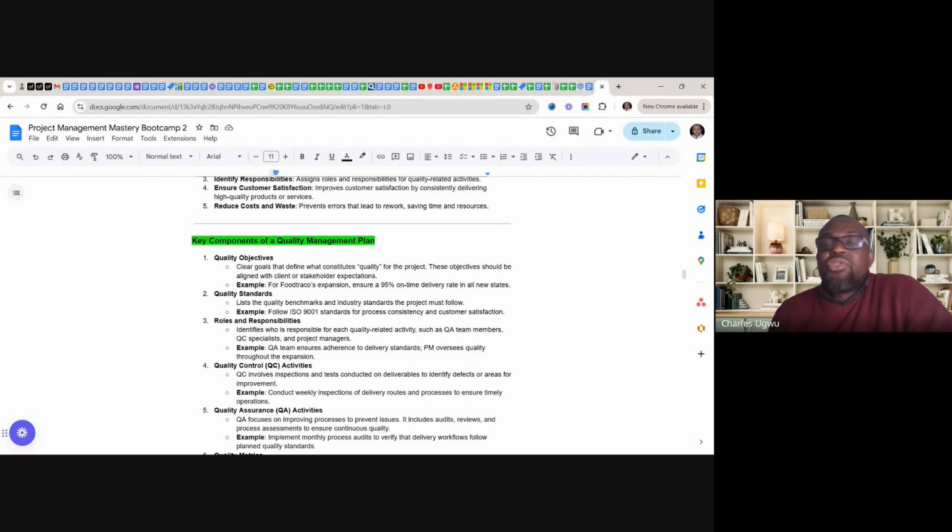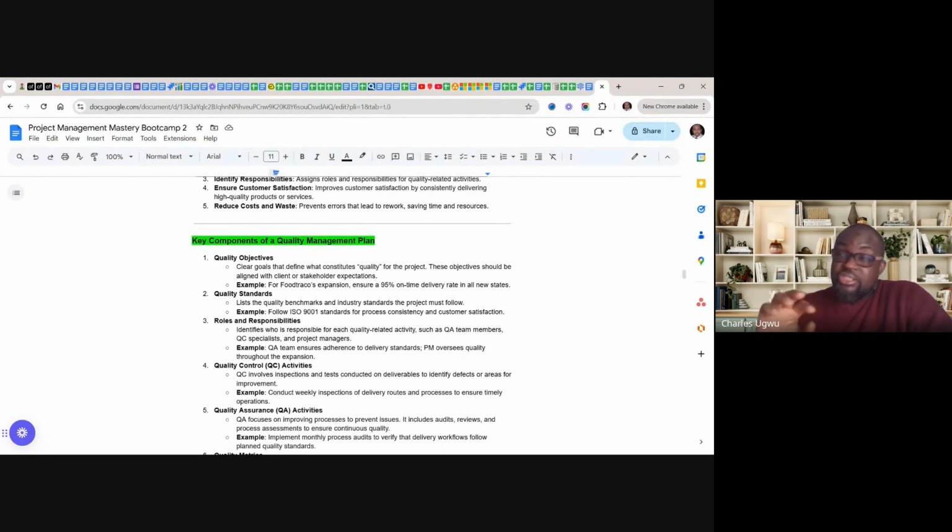Example, we have been using FoodTrackoo, and as we know, we are going to work with FoodTrackoo. So we're just trying to get used to that term, FoodTrackoo. Example, for FoodTrackoo expansion, ensure a 95% on-time delivery rate in all new states. That is a quality goal here. This is our objective. You can say that a quality objective.